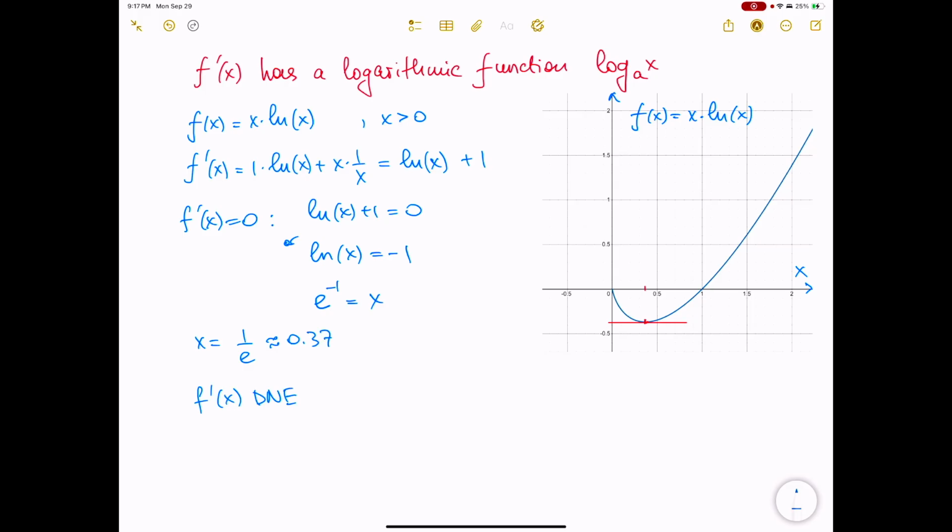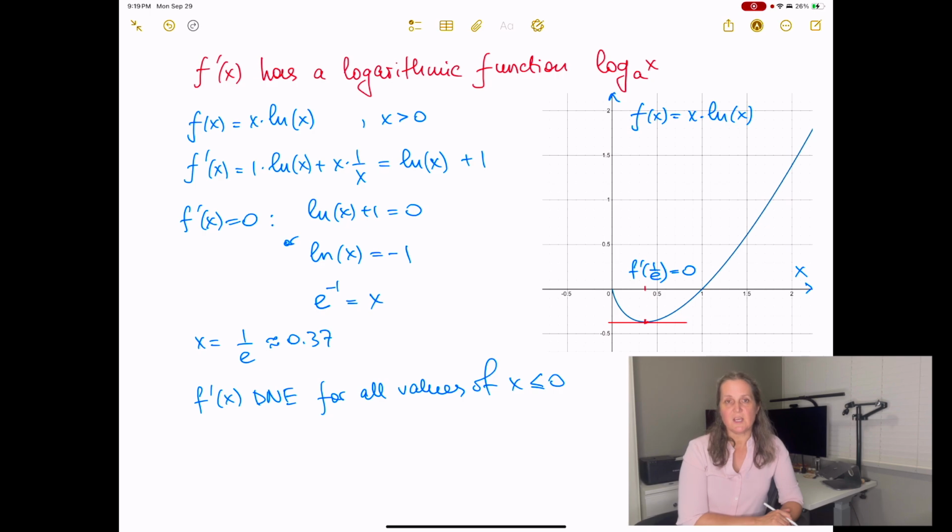The derivative does not exist for all values of x where the function is undefined. This is for all values of x less than or equal to 0. However, those values of x are not critical numbers, because critical numbers are the values of x which are part of the domain, and our domain contains only strictly positive values of x. So we have a single critical number. When x is equal to 1 over e, the derivative at 1 over e is equal to 0. This gives us the value for the function x times natural logarithm of x.